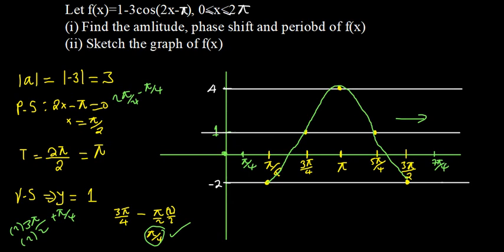Again, to this point, add another pi over 4. So 7 pi over 4 plus pi over 4. What are we going to get? 7 pi plus pi, that is 8 pi over 4, which is just 2 pi, right? So the last point will now be 2 pi. So now we can finish the sketch of this graph.